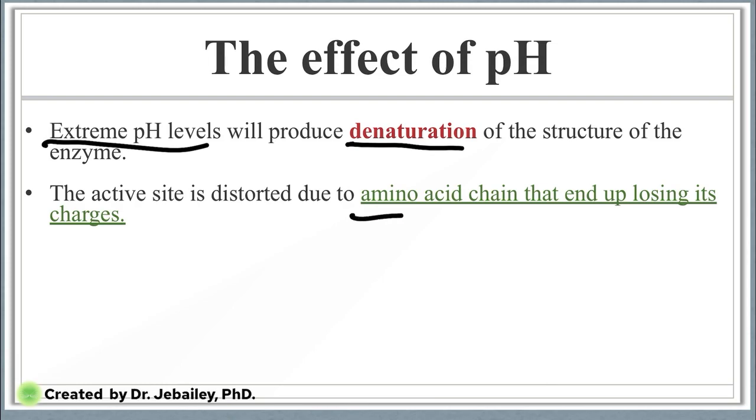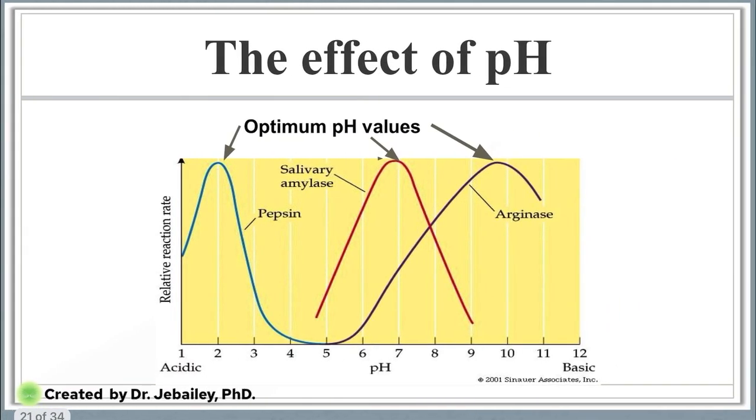Because again, what happens? The amino acids are losing their charges. They're being destroyed. Some of the positive becomes negative, or negative becomes neutral. So we have different enzymes, and enzymes have different preferences. Each one has its own type of pH.